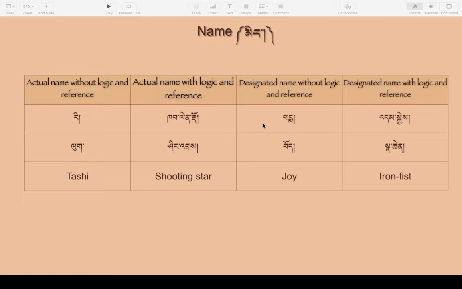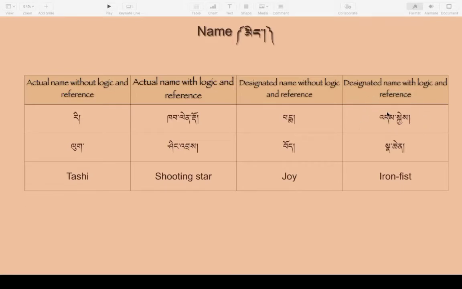So therefore the name Senge, or lion, is being designated. Similarly, we have English names, like for people, we call some people Joy. And Joy is just a designated name for those people. It doesn't mean that those people are actual joy, because joy is a feeling, and this Joy is referring to a person. And here we have the designated name without logic and reference.